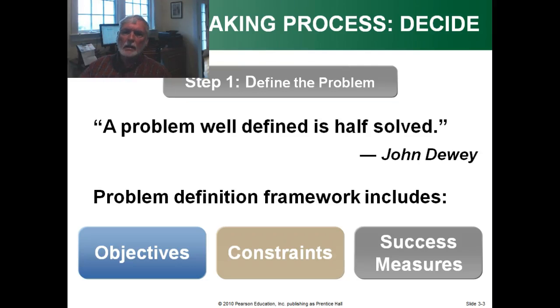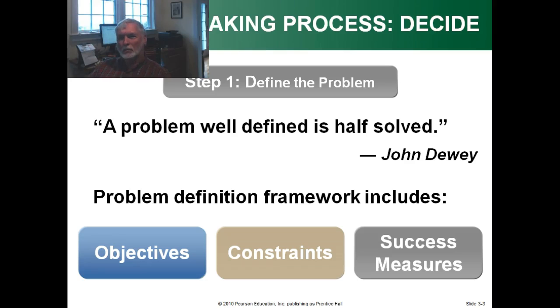So DECIDE, if you've defined the problem well, it's half solved. Absolutely true. If you know what your problem is, it's way easier to solve than if you really haven't defined it. So what you have to know is what your objectives are, what kind of constraints you have, and how are you going to know if you're winning? How do you measure success? So where am I trying to go? What things are in my way? What kind of constraints do I have? And then how am I going to measure success?